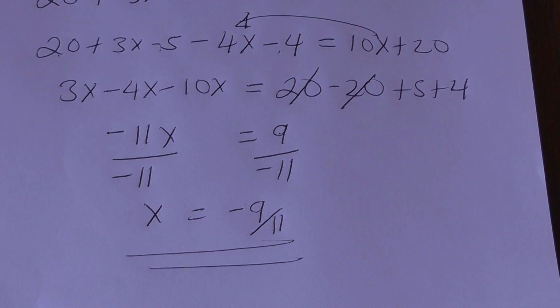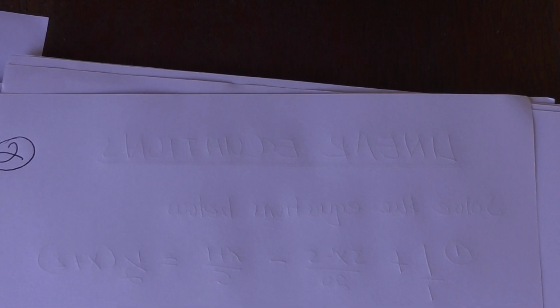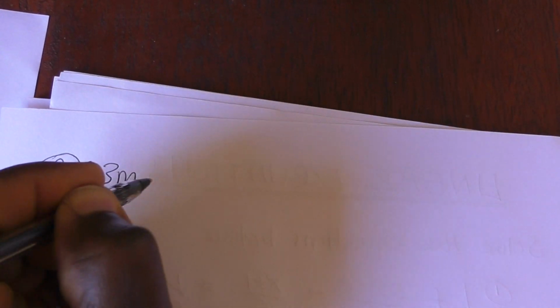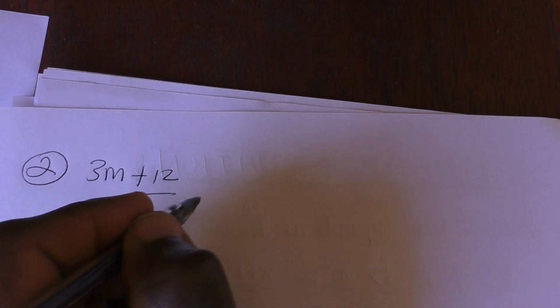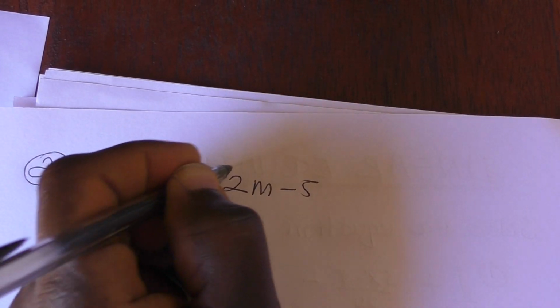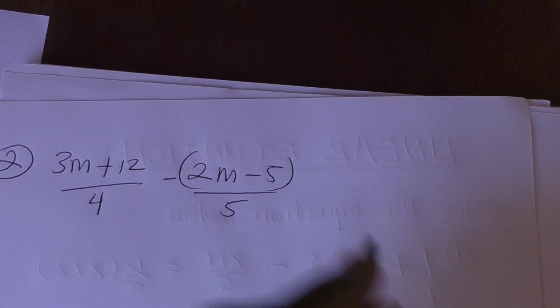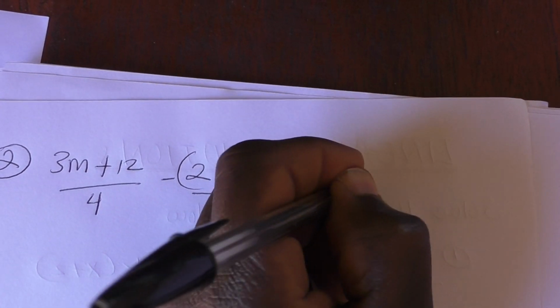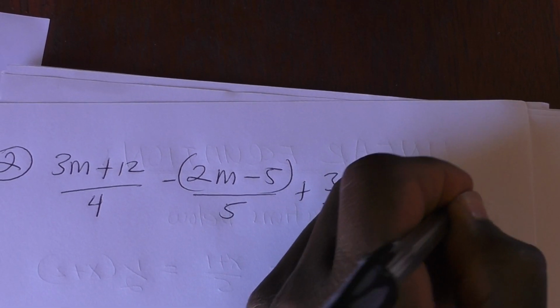Otherwise, let us look at our second example. We have our second equation, which is 3m plus 12 over 4 minus 2m minus 5 over 5 plus 3 minus 7m over 10 equaling to m over 20.